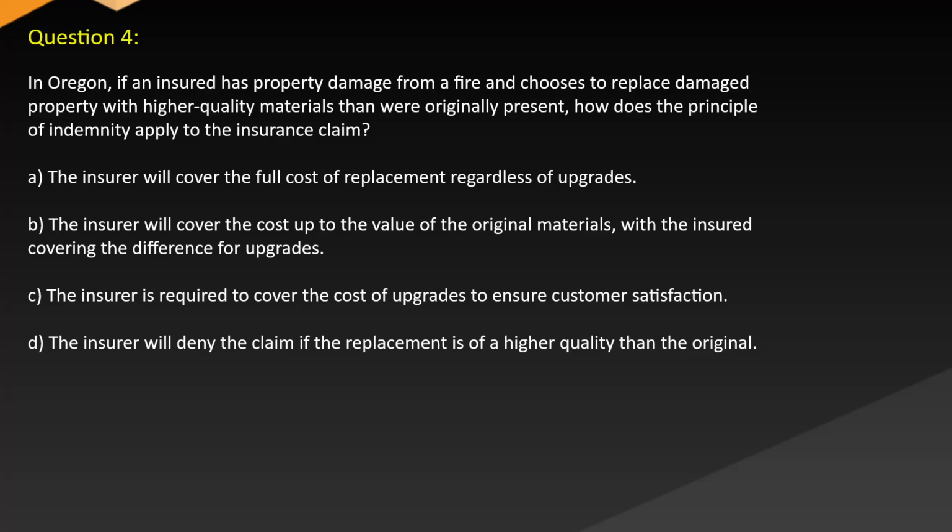Question 4. In Oregon, if an insured has property damage from a fire and chooses to replace damaged property with higher quality materials than were originally present, how does the principle of indemnity apply to the insurance claim? A. The insurer will cover the full cost of replacement regardless of upgrades. B. The insurer will cover the cost up to the value of the original materials, with the insured covering the difference for upgrades. C. The insurer is required to cover the cost of upgrades to ensure customer satisfaction. D. The insurer will deny the claim if the replacement is of a higher quality than the original.